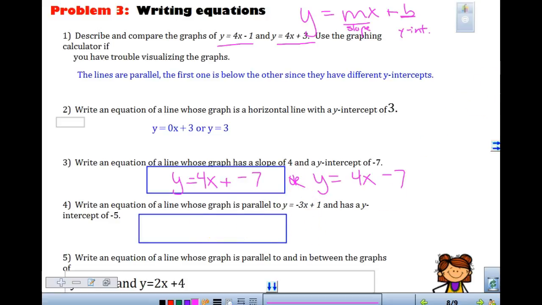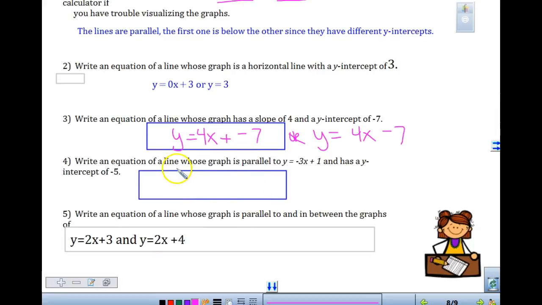The last two I'm going to have you do: it says write an equation whose line is parallel to y equals negative 3x plus 1 and goes through a y-intercept of negative 5. Write that here. Just write it. And then the last one says write an equation that's parallel in between these two. So I want your help. You might want to go back and watch the video today.